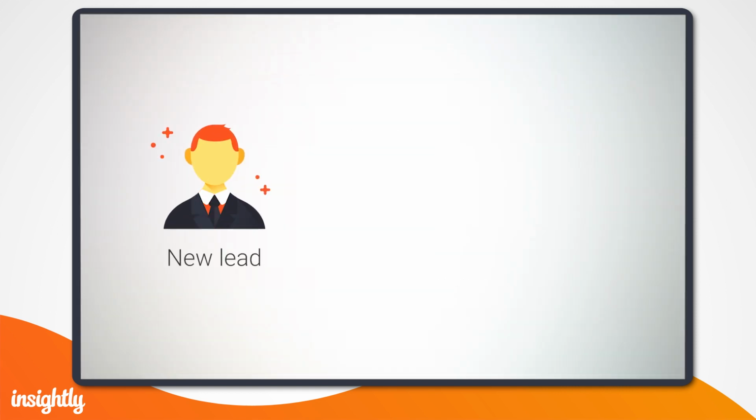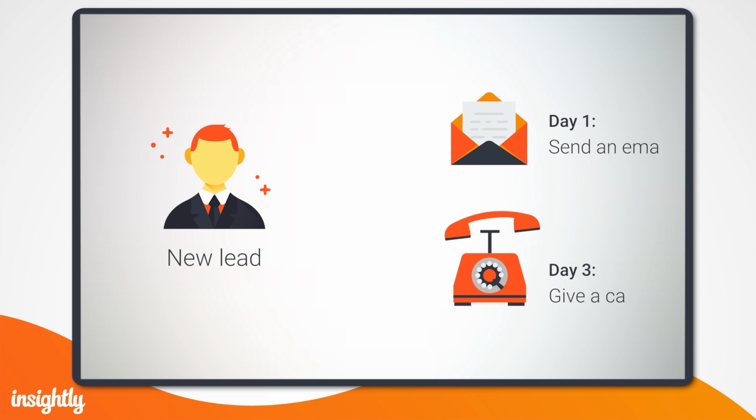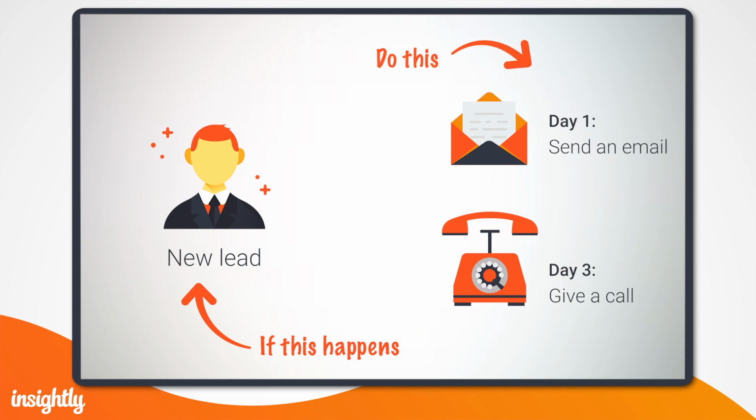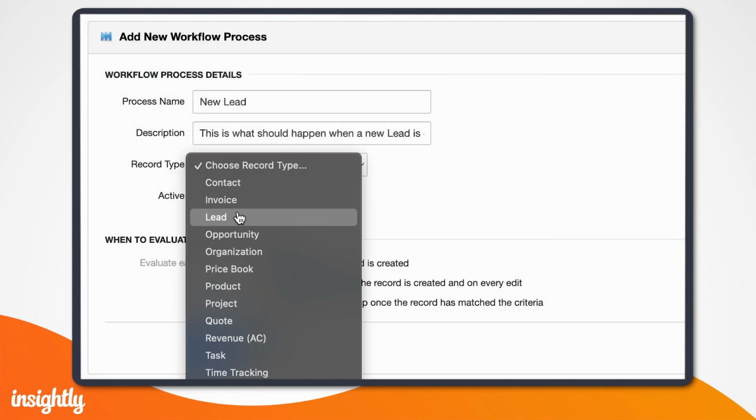Think of workflows as a series of tasks you or your staff need to complete in order to achieve an objective. They can be described in statements like, if this happens, then do that. So in our example, we'll select lead as our object type so Insightly knows to monitor your leads for specific criteria. More on that in a minute.